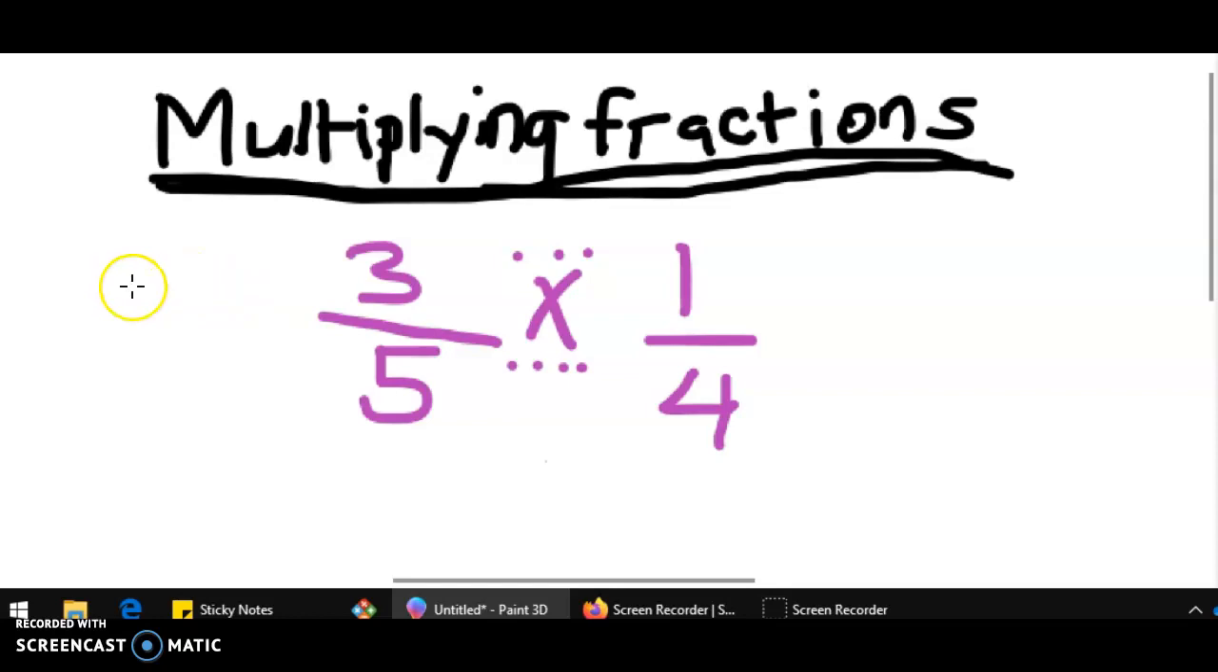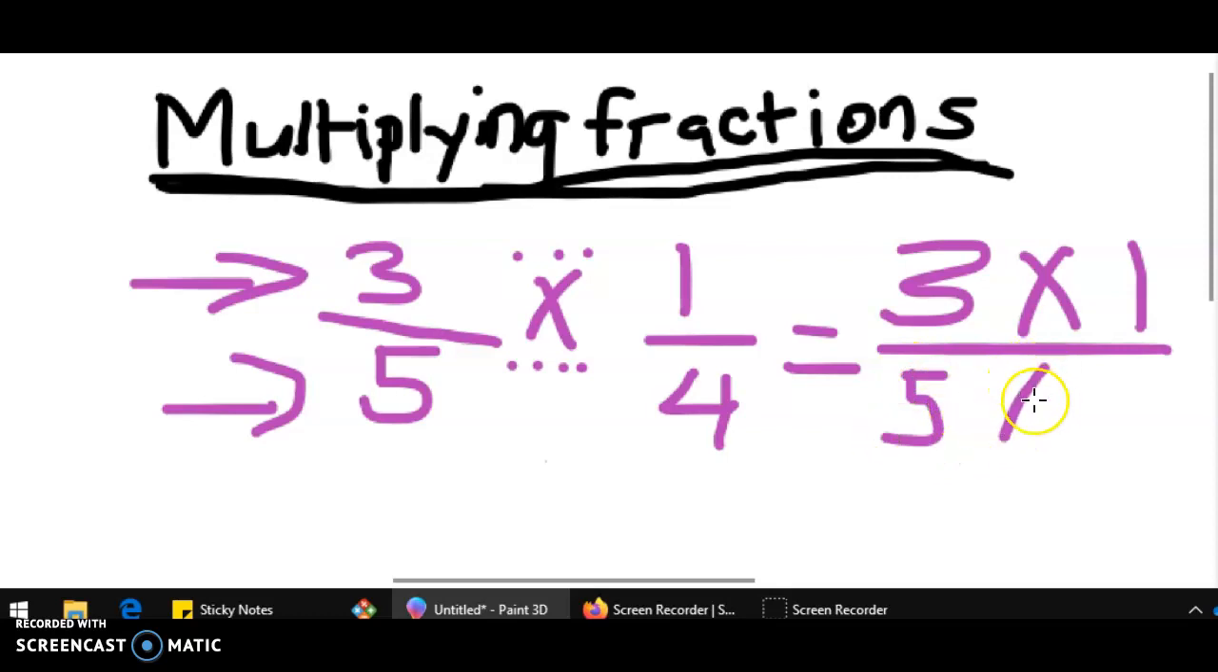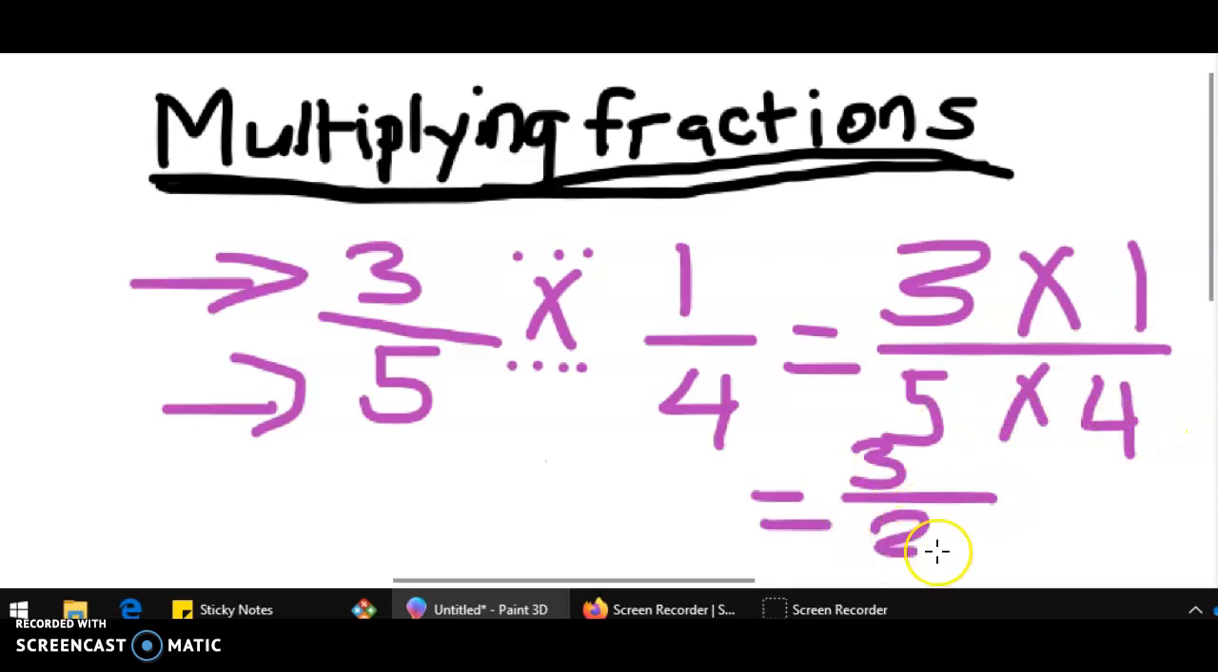What do we multiply? We multiply the numerators, then we multiply the denominators. Okay, let's multiply. 3 times 1, multiplying the numerators, over multiplying the denominators, 5 times 4. And the answer is 3 times 1 is 3, 5 times 4 is 20. The answer is 3 over 20.